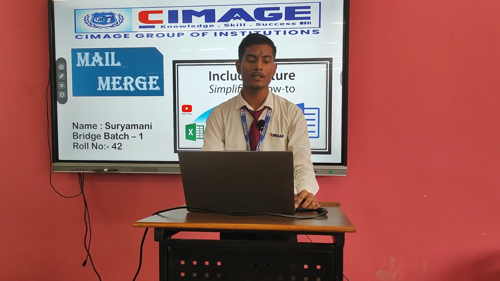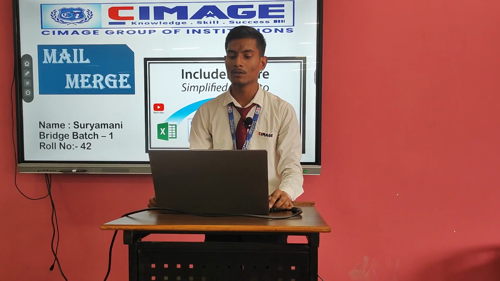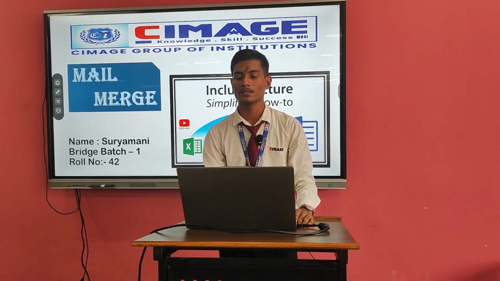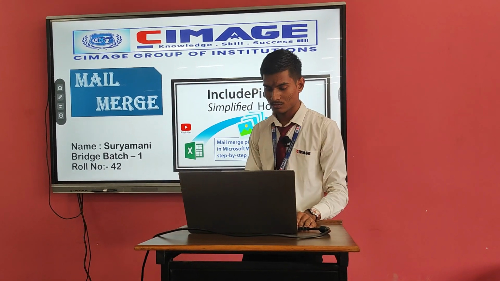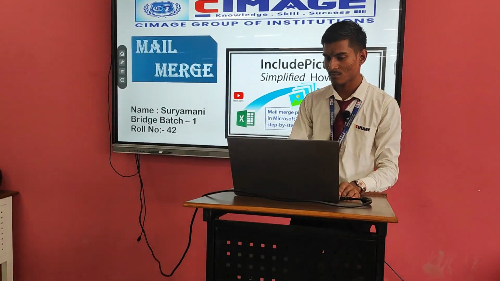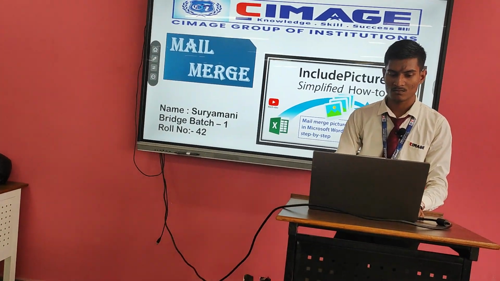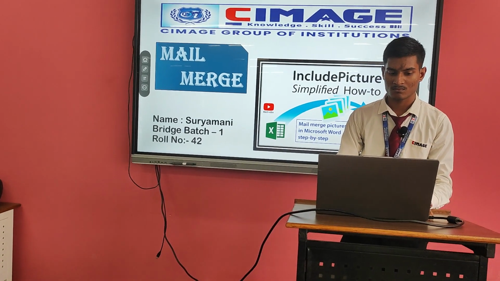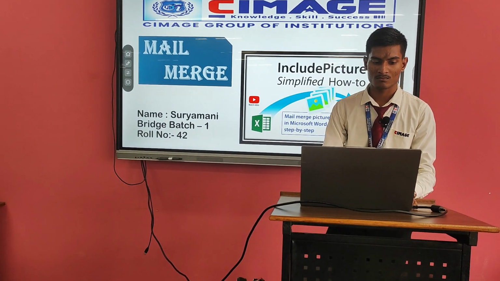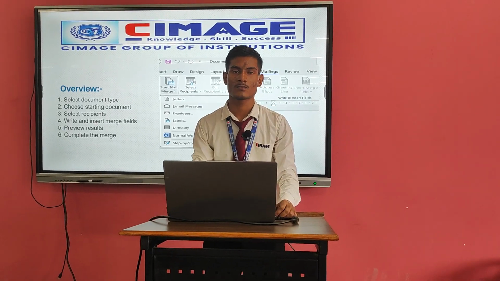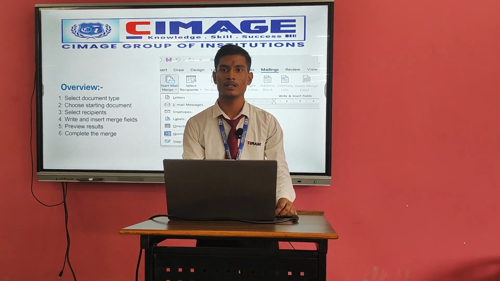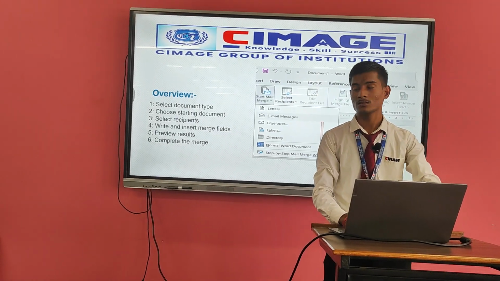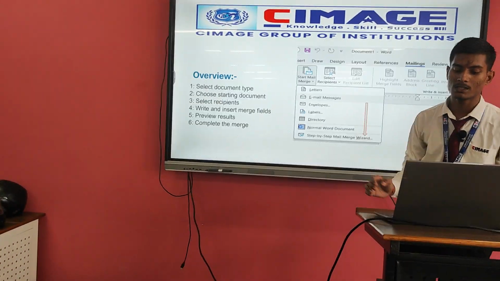Now, how does it work in MS Word? Firstly, we have to open MS Word and go to mailings. There is a tab which is mailings, as you all see. We have to go to mailings. Here is a tab, start mail merge. Below, as you all see, a step-by-step mail merge wizard.